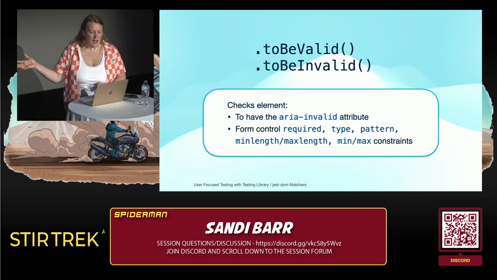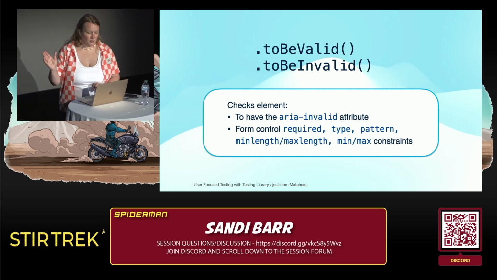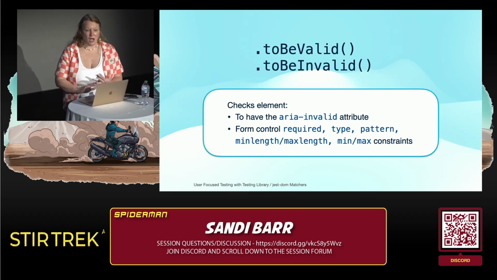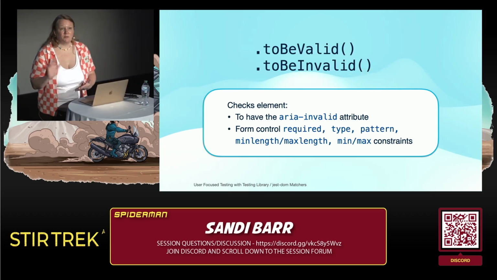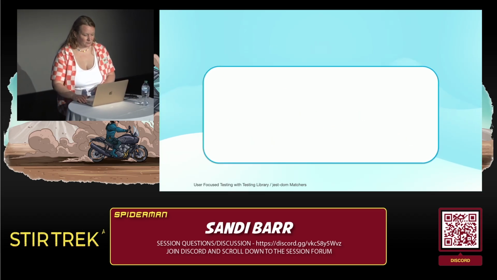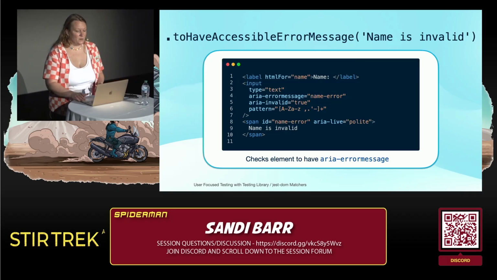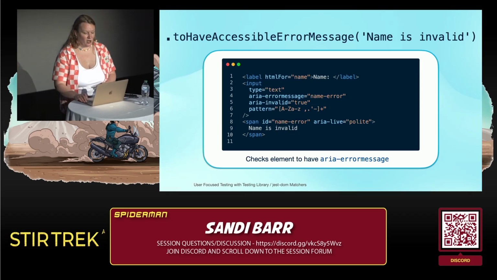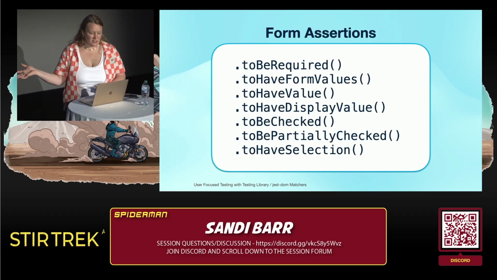These matchers check for the ARIA invalid attribute, and for form elements to conform to any required type, pattern, min-max, and min-or-max length constraints. The to have accessible error message checks whether the element has an ARIA error message attribute that references an element with the given error message. And the rest of these matchers are also for making assertions on form controls.